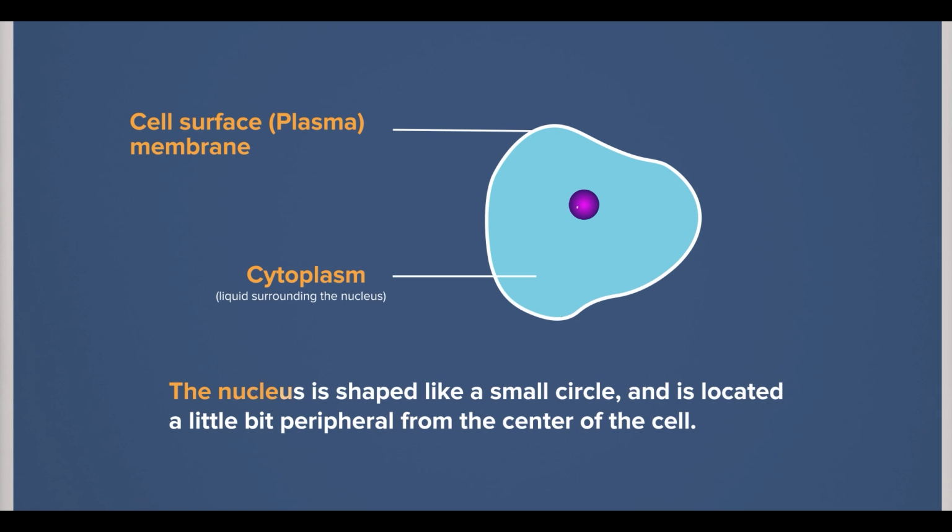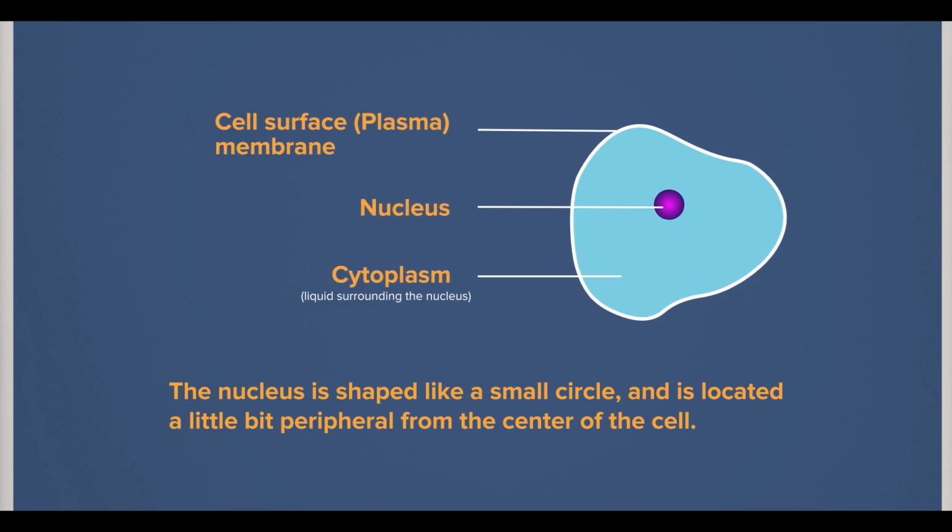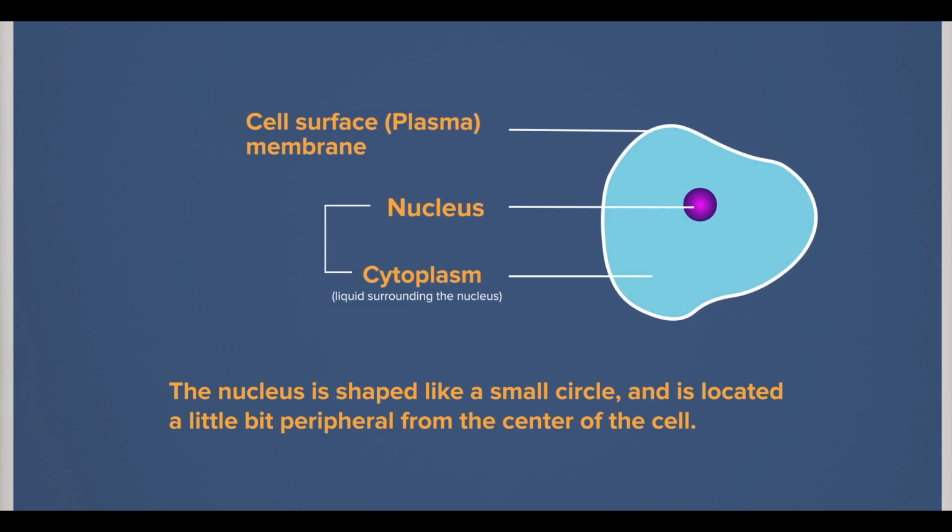Third, the nucleus is shaped like a small circle and is located a little bit peripheral from the center of the cell. Remember, when you draw the nucleus, you cannot shade or color it. Together, the cytoplasm and the nucleus may be referred to as the protoplasm.